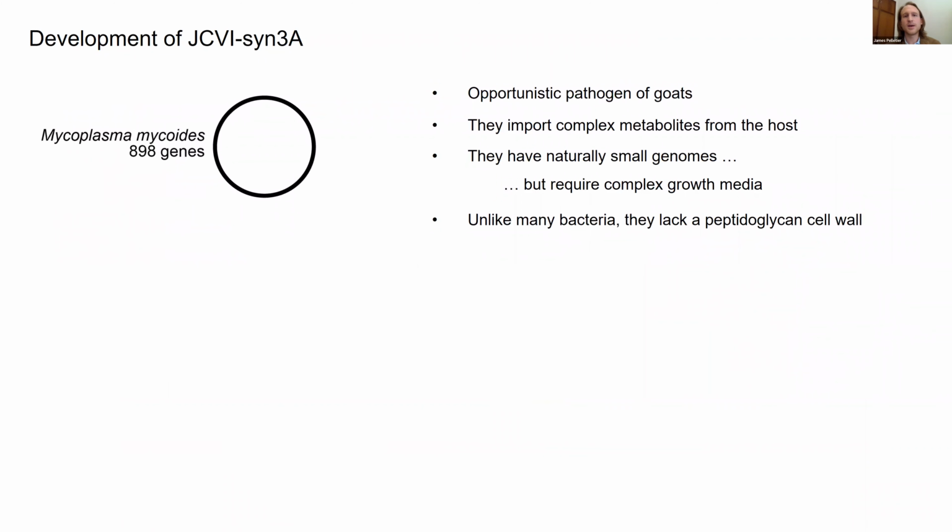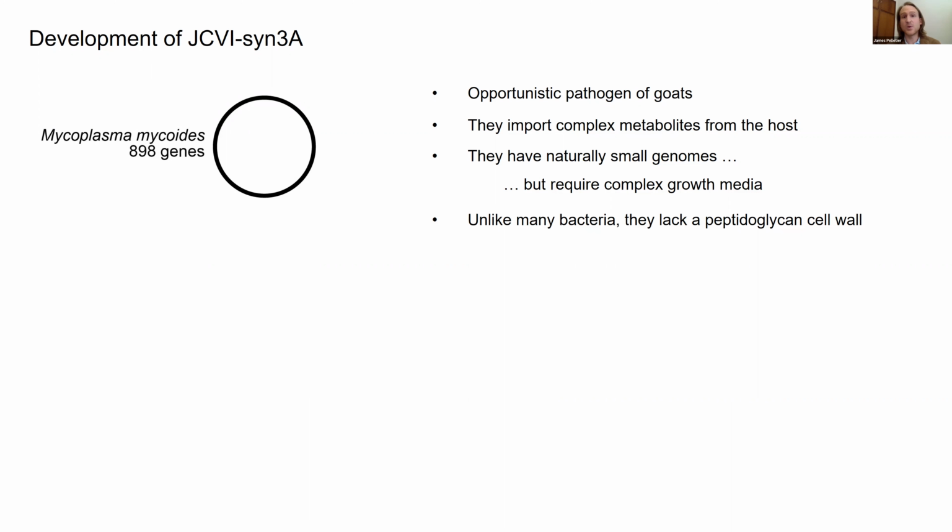So Syn3A, its genome sequence is ultimately derived from a bacterium that exists in nature called Mycoplasma mycoides, and here we're working with the subspecies capri. And this is an opportunistic pathogen of goats. And as a pathogen, it lives inside of a host organism. And as a result, it imports complex metabolites from the host. And as it doesn't require the genes to synthesize those metabolites, they can have naturally small genomes. So that's advantageous for developing a minimal genome because you're starting from an already small starting point.